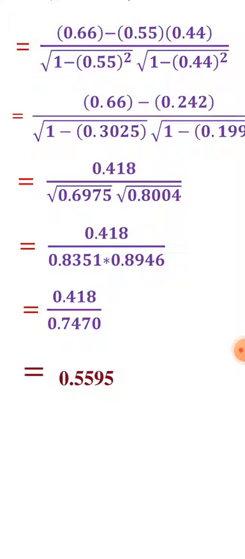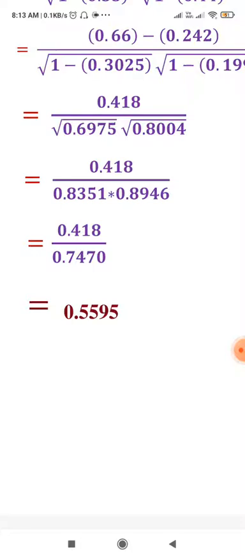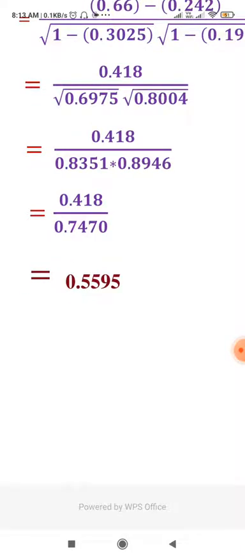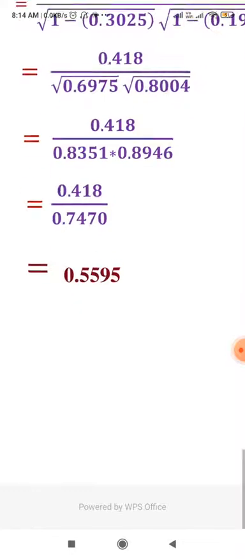The square root of the first, 0.6975, is equal to 0.8351, and the square root of 0.8064 is equal to 0.8946. Next step, the multiplication of these two. The multiplication of 0.8351 into 0.8946 is equal to 0.7470.